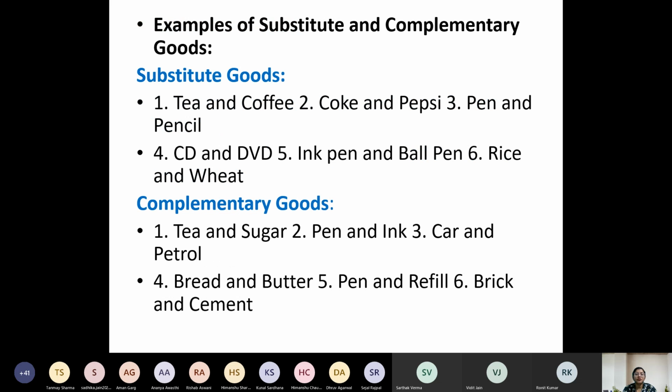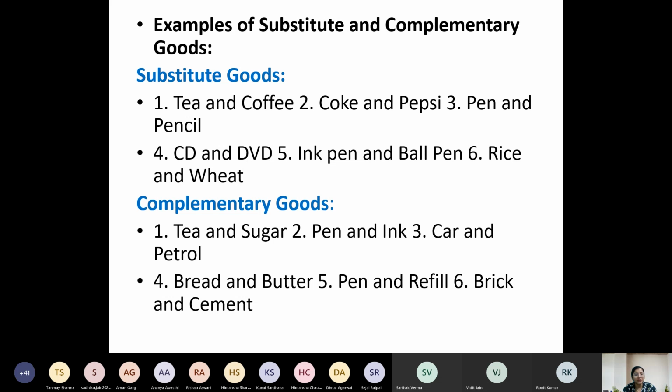So, substitute good का example you can take tea and coffee, Coke and Pepsi, pen and pencil, CD and DVD, ink pen and ball pen, rice and wheat. So, the substitute good, right? That can be used in satisfying our need or satisfying our want in place of one another. और हम एक term पढ़ेंगे बाद में, that is utility. Utility means the satisfaction derived from a particular good, right?